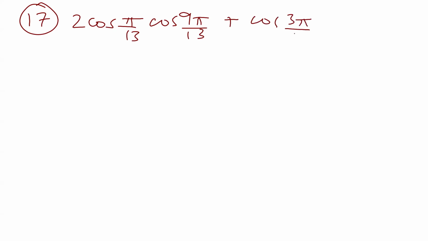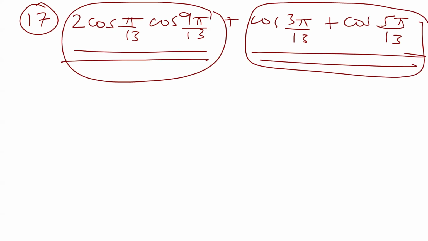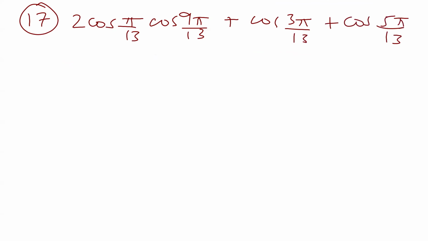Fine. So that is 2 cos pi by 13, cos 9 pi by 13, plus cos 3 pi by 13, plus cos 5 pi by 13. So this is LHS, RHS is 0. We need to prove this is equal to 0. Okay. So either you combine the first two terms for factorization, or you can combine the next two terms for factorization. Don't do both. Do any one. Okay. So let us do this.